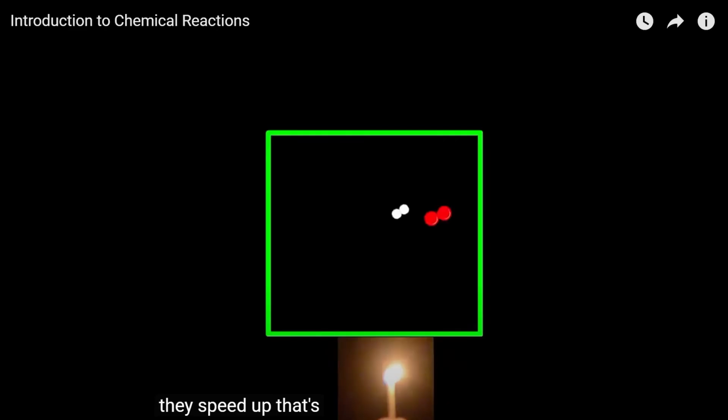Okay, so B, what happens when you apply heat to the gases with the flame? They speed up, they crash, and they bust apart. They speed up, they crash, they bust apart, or break apart.